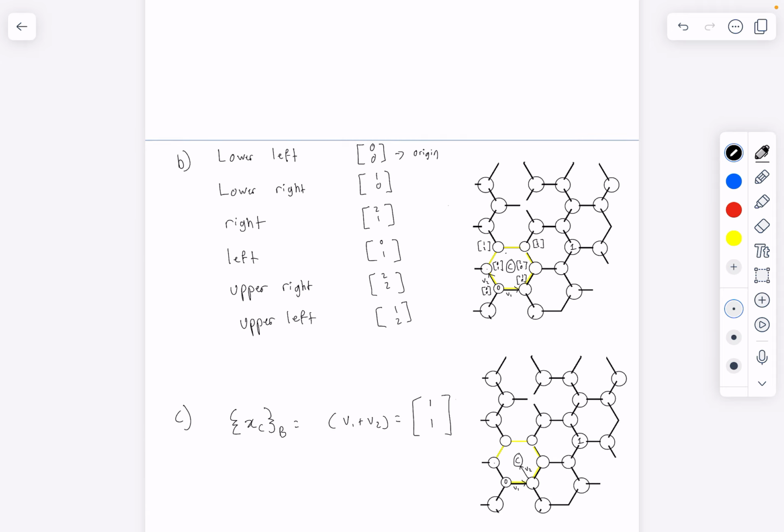Now let's find the 6 atoms that form the corners of the yellow hexagon. Starting from the atom labeled the origin at 0, at the lower right it is 1, 0, the right is 2, 1, the left is 0, 1, the upper right is 2, 2, and the upper left is 1, 2.